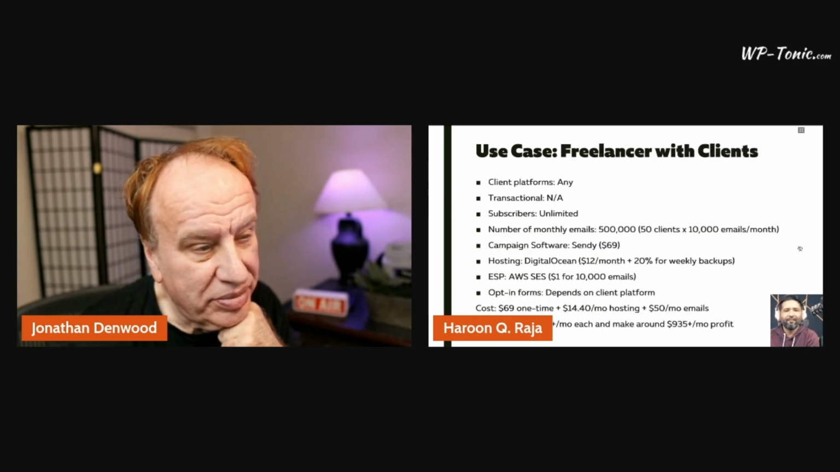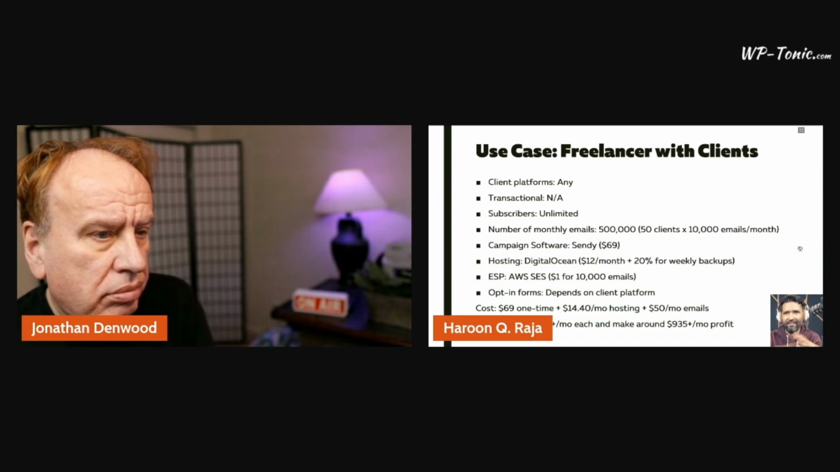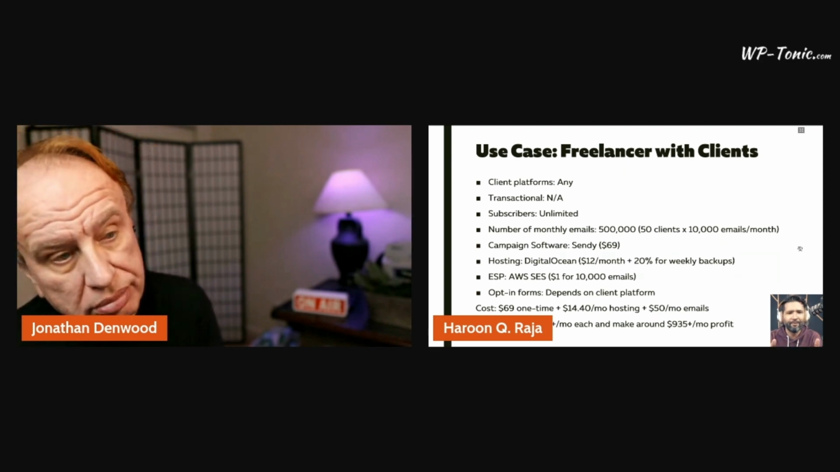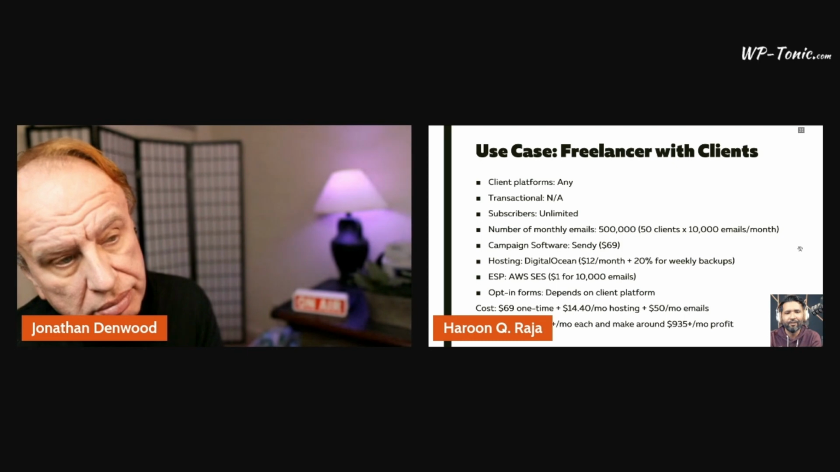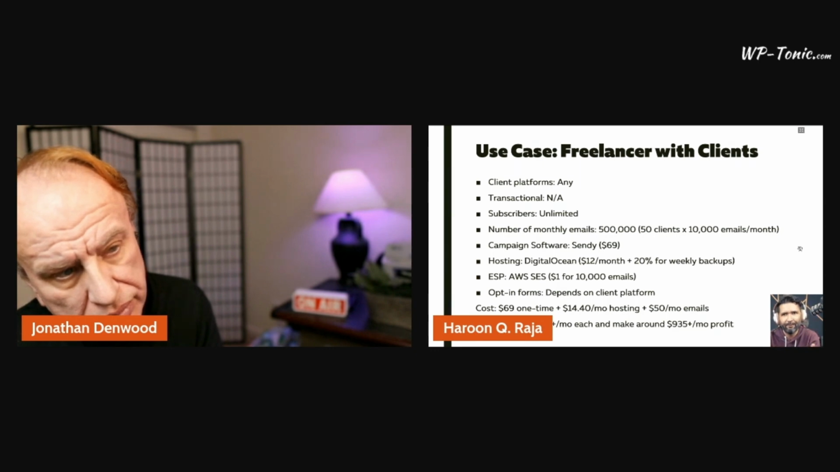Next, now, if you're a freelancer with clients and you want to keep all of your clients' campaigns in one solution, then set up a separate server, VPS, install Sendy on it. And let's say the number of monthly emails across your 50 clients, you're giving them 10,000 emails per month. There are 50 clients. That's like 500,000 emails per month. Use the campaign software Sendy, which is $69. Hosting DigitalOcean for client use, I would recommend a $12 per month droplet rather than a $6 per month one. And then add 20% for weekly backups, because you do want backups.